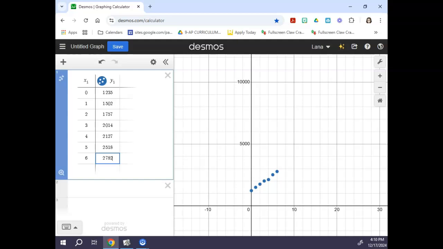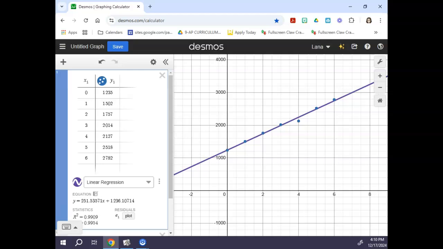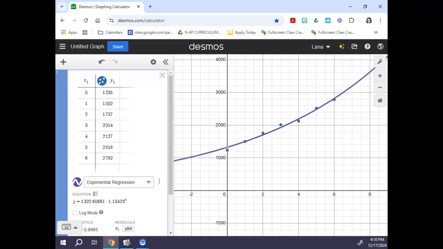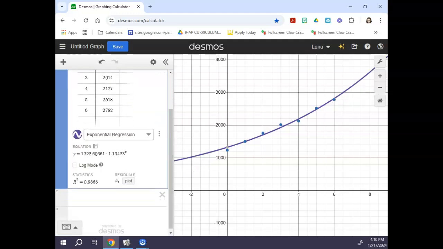Okay, I think I'm good. So I'm going to zoom in. I'm going to do my regression. And it told me, I don't care how much I might like linear, it told me to do exponential. Then when I look here, look, I have a log mode. I have to click it. Okay, so I click log mode.